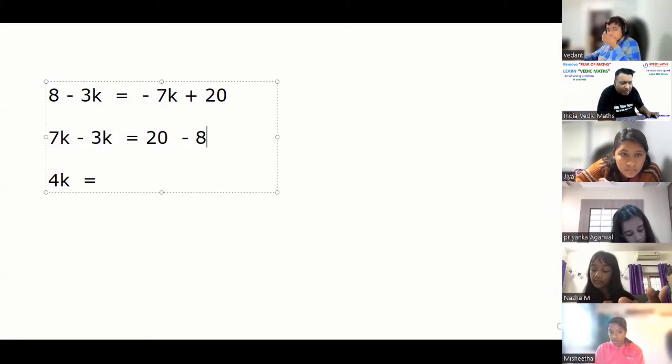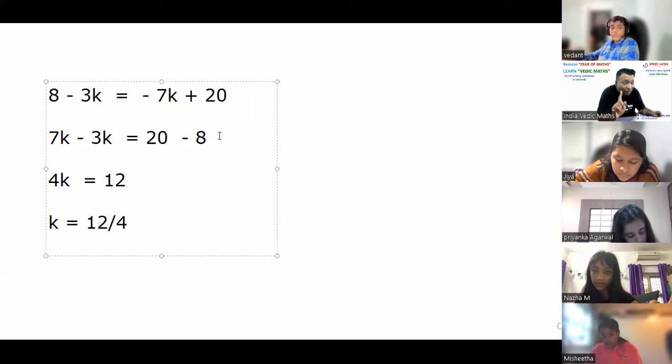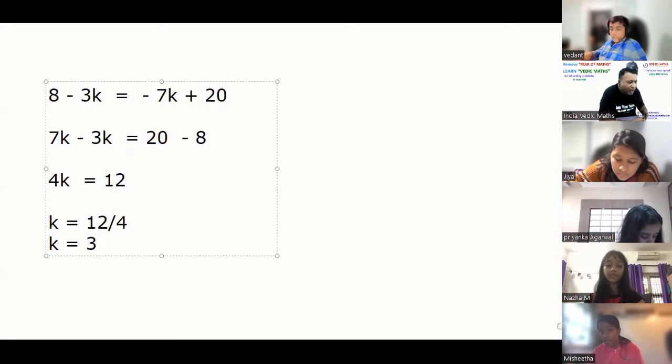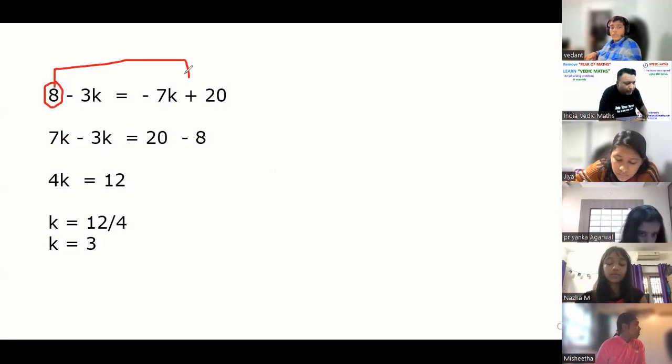Next, what is 20 minus 8? 20 minus 8 is 12. So that is the step. What is the last step, Vedant? The value of k is 12 divided by 4, which is 3. Yes, because you have to divide. So guys, what we are doing is, we have moved this to the left side.